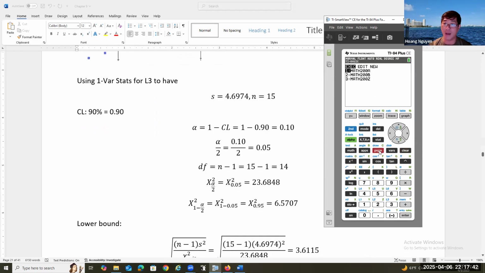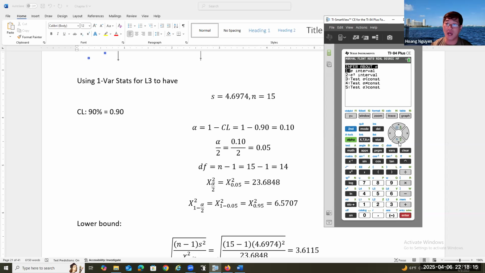So we go to Program, Math 200B. Okay. Enter one more time. Now we're going to use option number 5, inferential statistic about population standard deviation sigma, option number 5. Now, after you select that option, the calculator will ask for the sample standard deviation, so 4.6974. Now, the next one is the sample size n equal to 15.